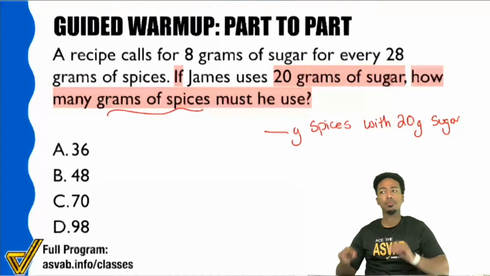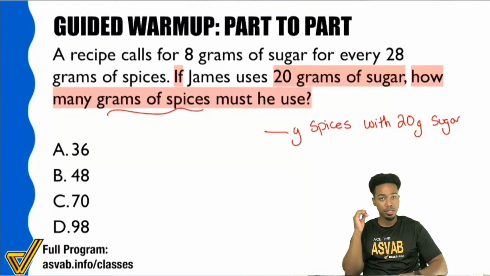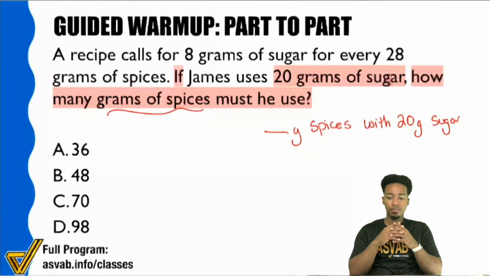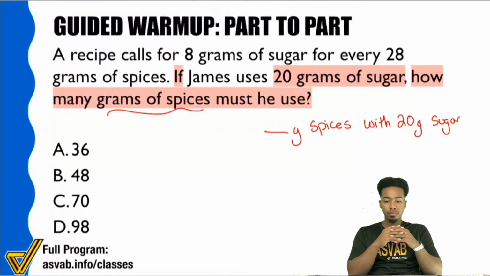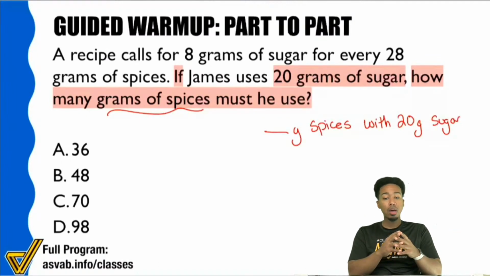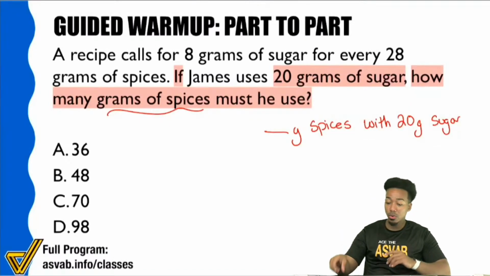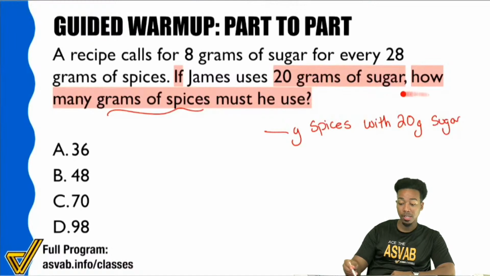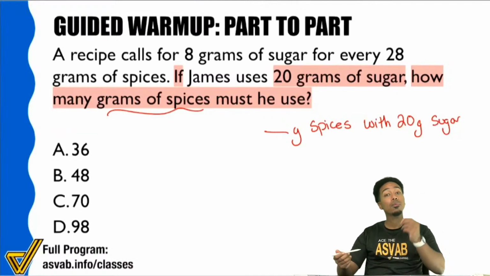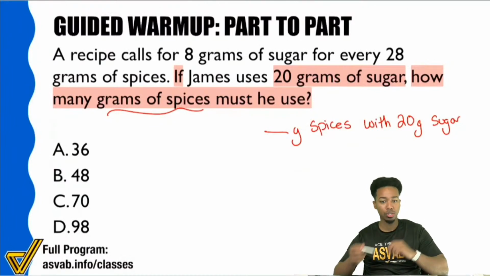True or false? The first sentence makes a relationship between spices and sugar. Okay, it's unanimous. Everyone in the chat box right now so far is saying true. Cool. Now, another question, true or false? In the question sentence, in what we highlighted here, there was a relationship stated between spices and sugar.